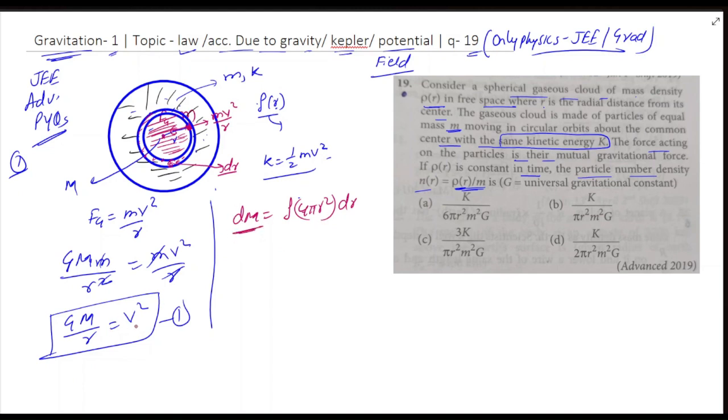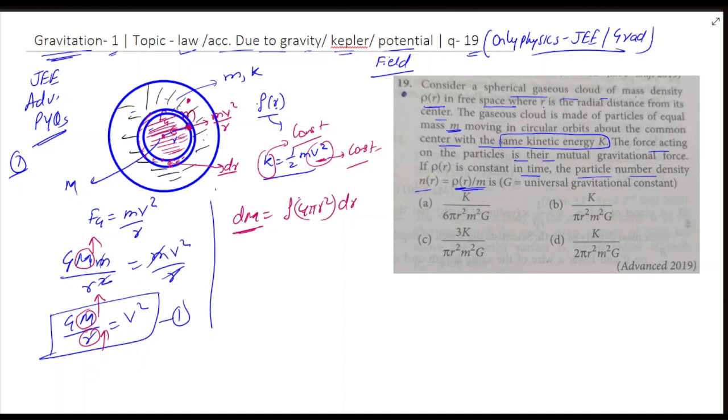So how will we find dm? If the kinetic energy is constant, that means the velocity must be constant. Now a question comes to mind: if v is constant, then the particles at a distance greater than small r, will they have the same kinetic energy? How is it possible? Yes, it is possible. How? This M is also increasing, and r is also increasing, so they will cancel out each other. So you don't have to worry about it.